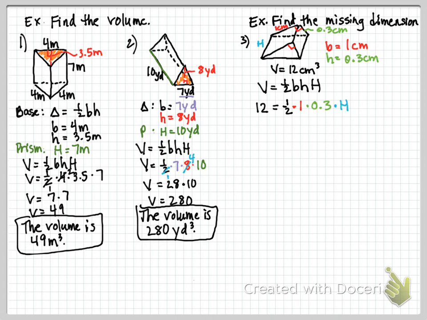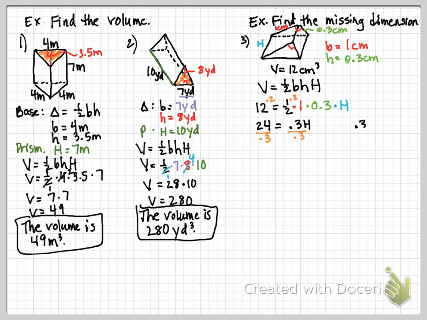What should we do first? You know what, let's get rid of that half. So to do that, remember we're going to be doing inverse operations on both sides. So we multiply both sides by 2. That gives me 24 equals 1 times 0.3 is 0.3 H. Next, we're going to just divide both sides by that 3/10. And then I'm going to do the math off to the side.